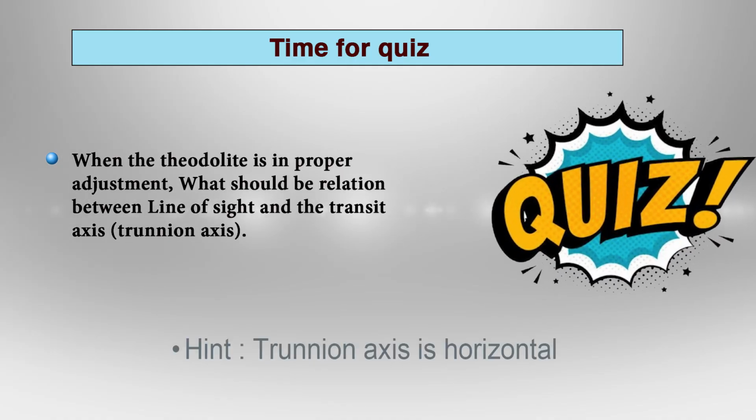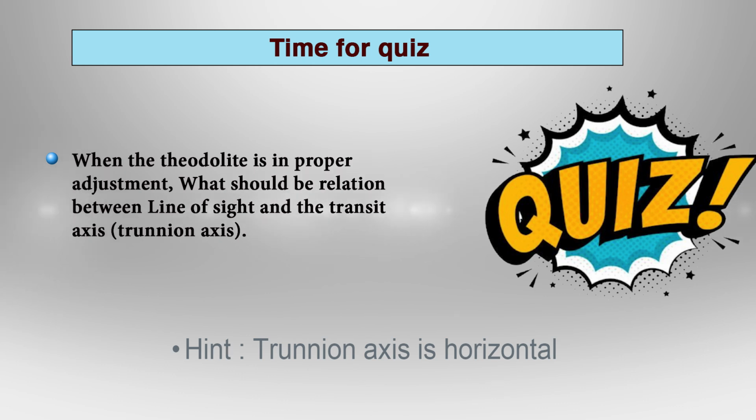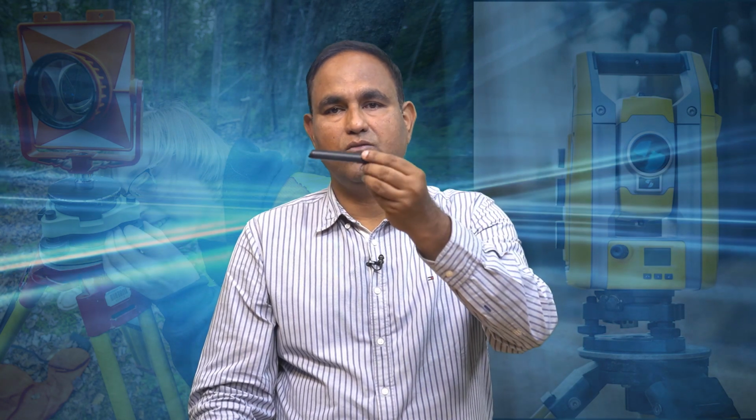When the bubble is properly adjusted, what should be the relation between the line of sight and the transit axis? Remember, the transit axis is nothing but the trunnion axis, which was a horizontal line. Try to guess the relation between them. The line of sight must be perpendicular to the trunnion axis. So, the trunnion axis would be like this, and the line of sight would be perpendicular to it.